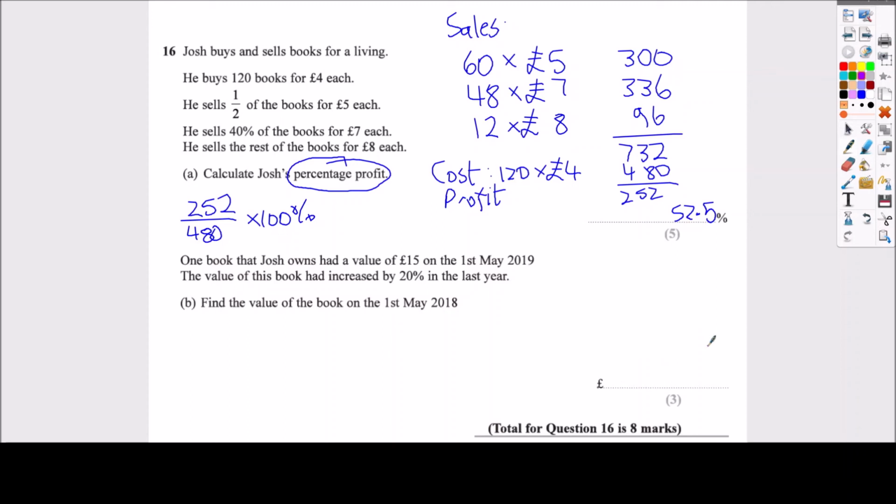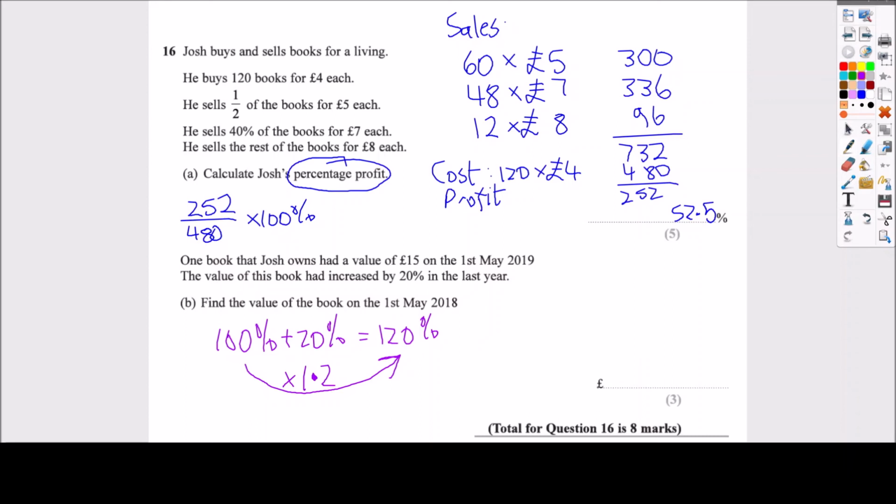Part B. So one of the books has increased in value by 20%. So it's gone from 100%. We've added on 20% to give us a final value of 120%. Now, how do we get from 100% to 120%? Our multiplier is 1.2. To get from 100% up to 120%, you multiply by 1.2. So if we knew the original price and we were trying to work out the final price, we would multiply by 1.2. But with this question, it's the other way around.